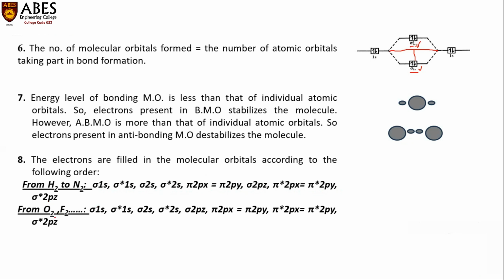However, in the case of oxygen, or molecules with more than 14 electrons, the difference exists from the 2p orbitals. Here after the sigma star 2s orbital, first the sigma 2pz orbital will come and then pi 2px and pi 2py will come. Why is this happening?